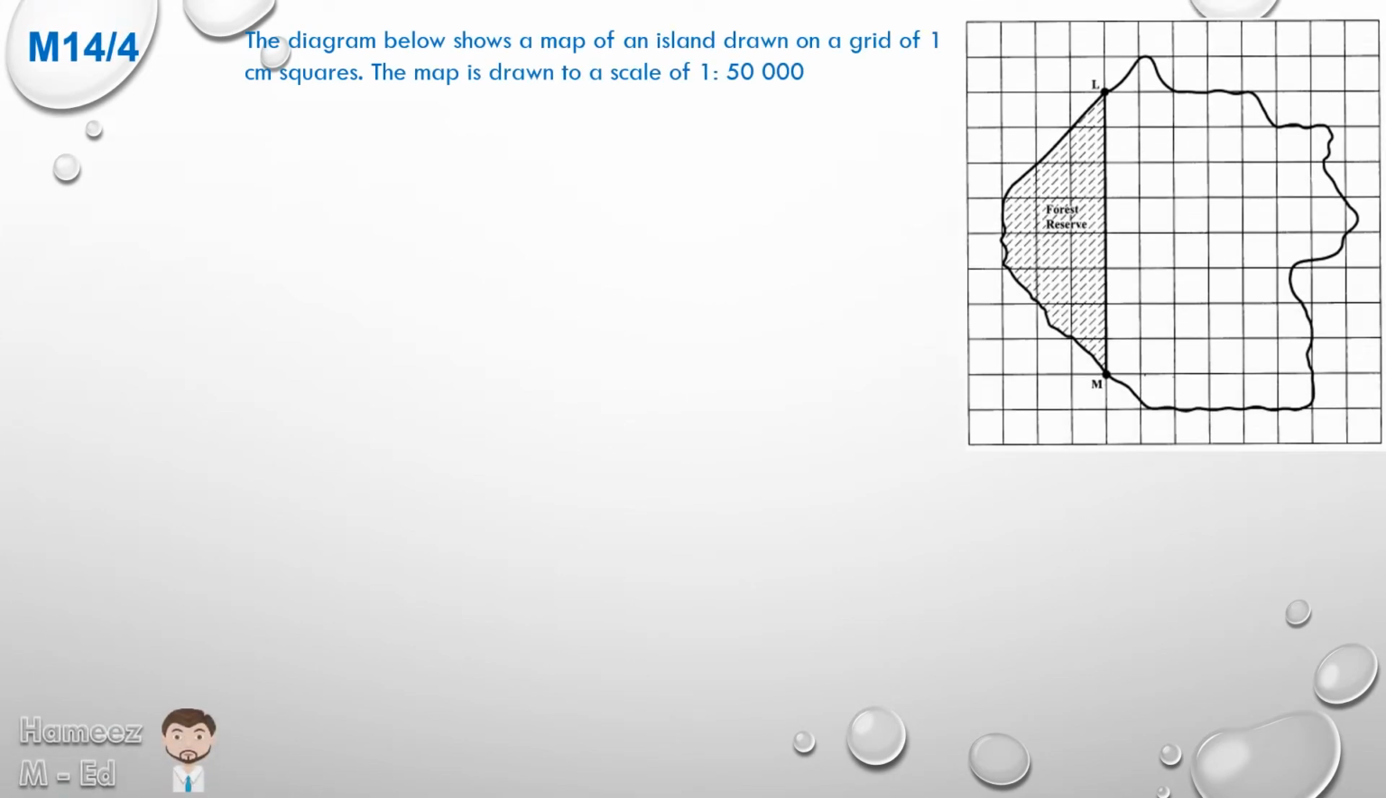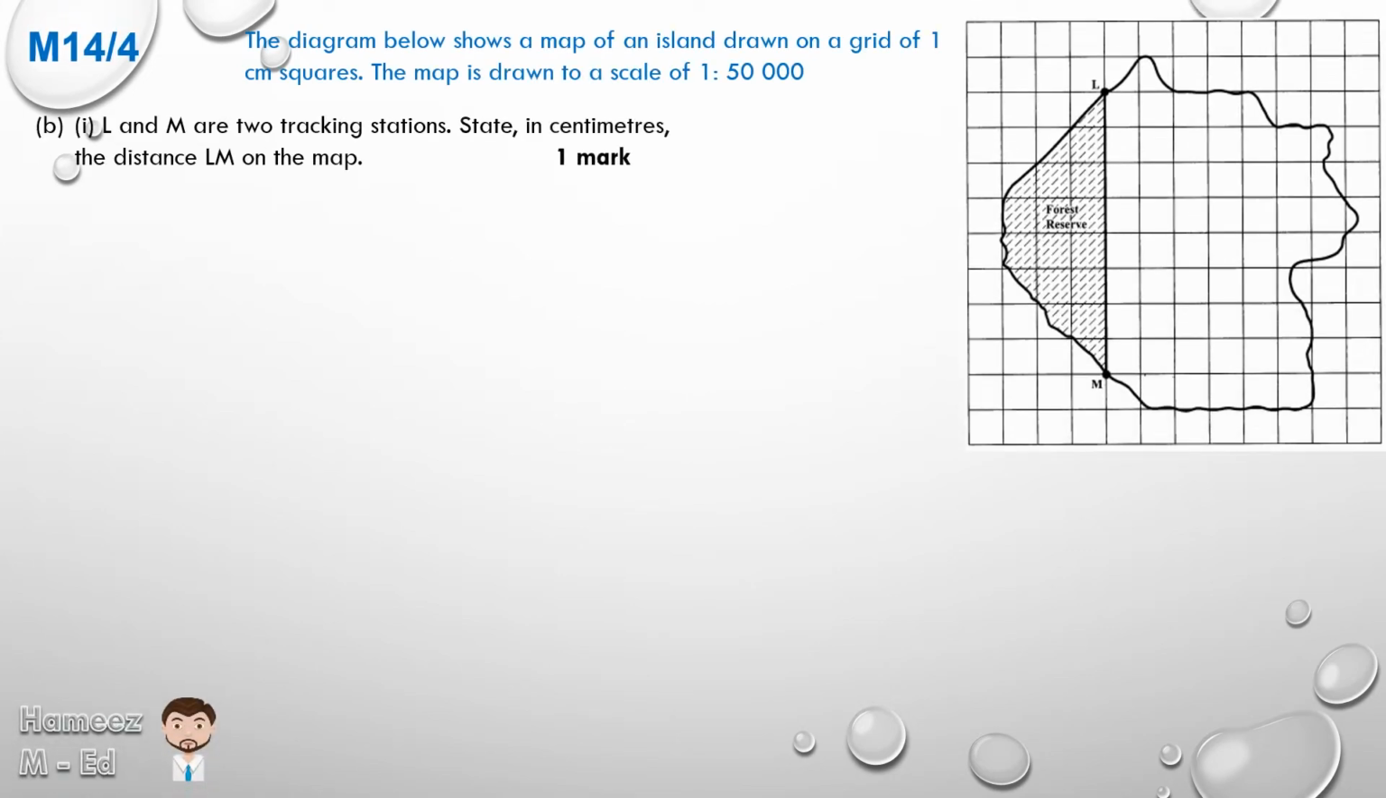May 14, number 4b, part 1. L and M are 2 tracking stations. State in centimeters the distance LM on the map. Let's recall that the map is 1 centimeter squares, so we can use that as a ruler. If we count from L to M, we will get 8 of those squares, which means that the length of LM is equal to 8 centimeters.